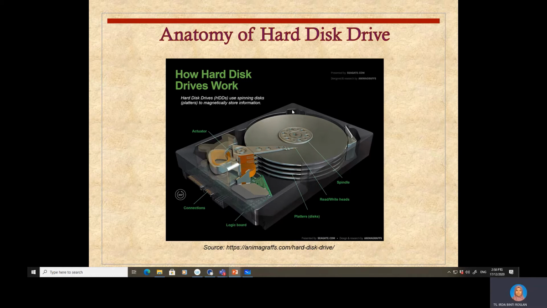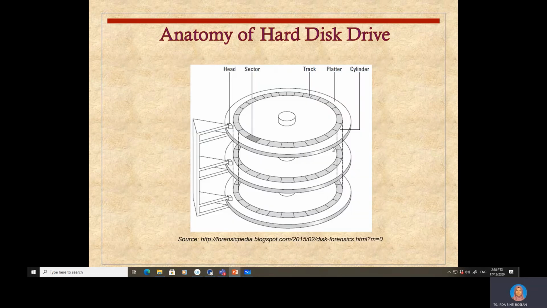So a hard disk drive uses spinning discs to magnetically store information and also to retrieve it, to read and write. So we shall see the anatomy again. This is the head. Assume that this is a movable read and write arm, meaning that it can move across the tracks. These are the tracks. You can see there are many tracks on a platter. This is an example of a track.